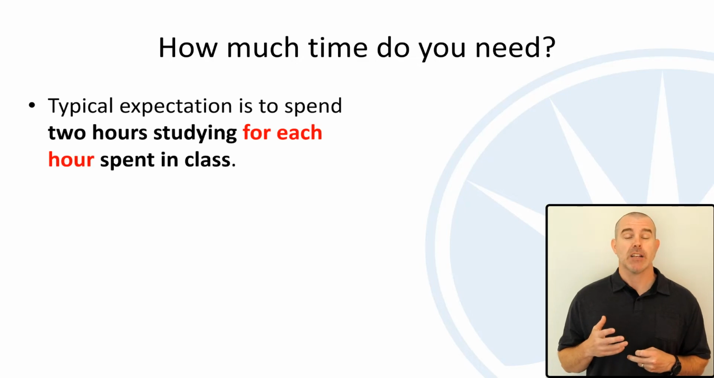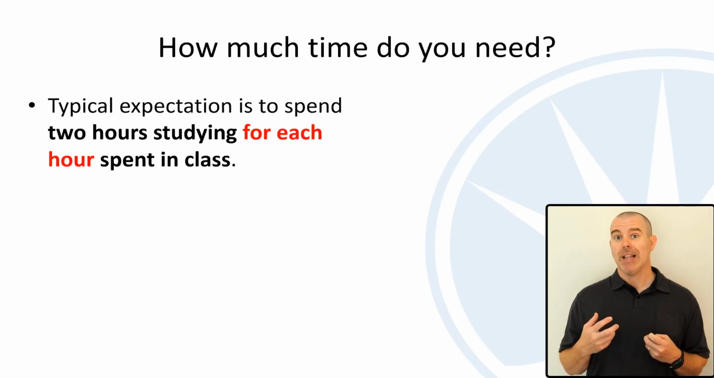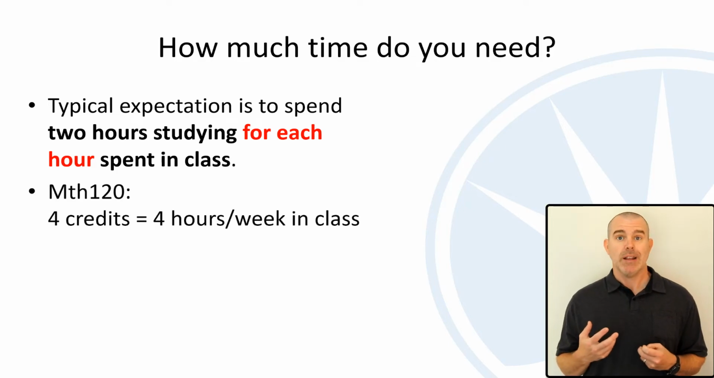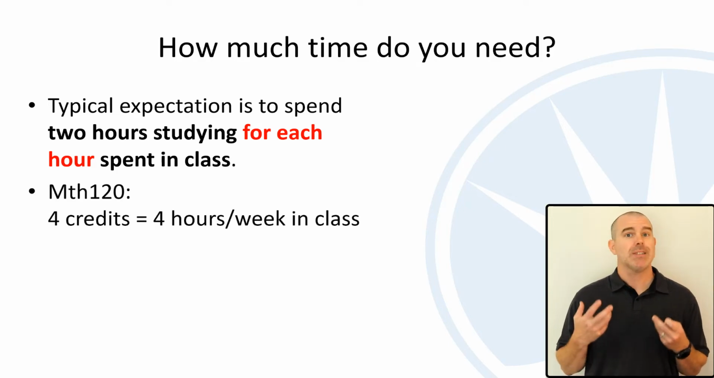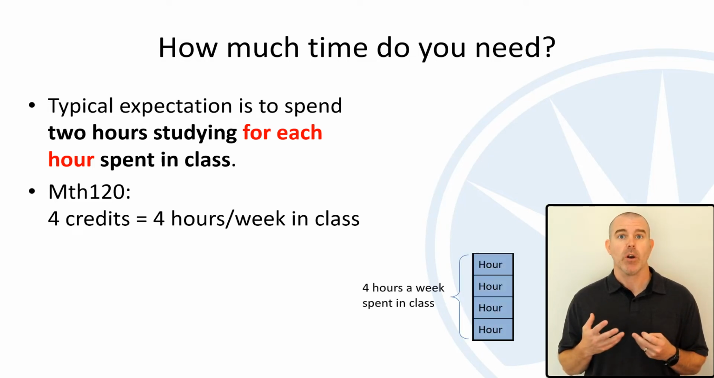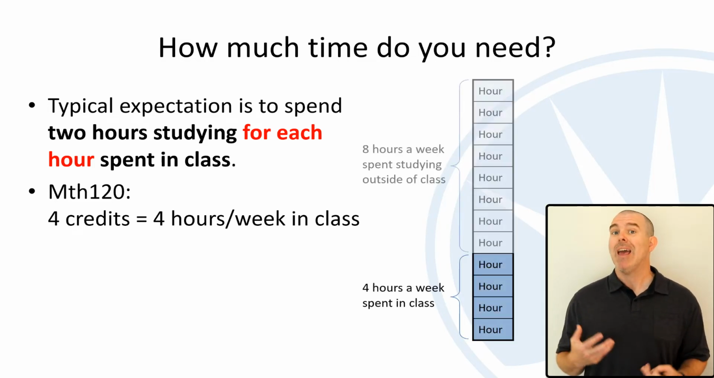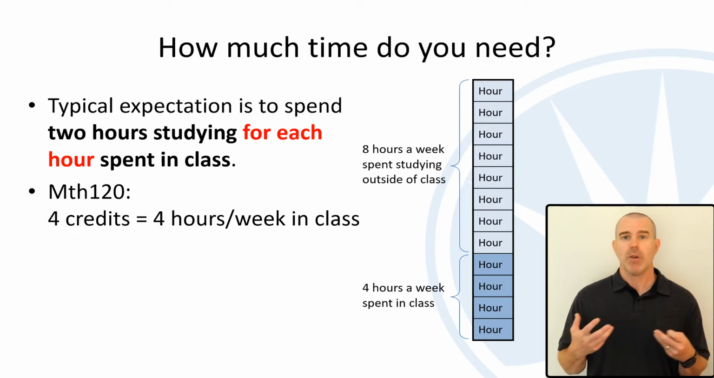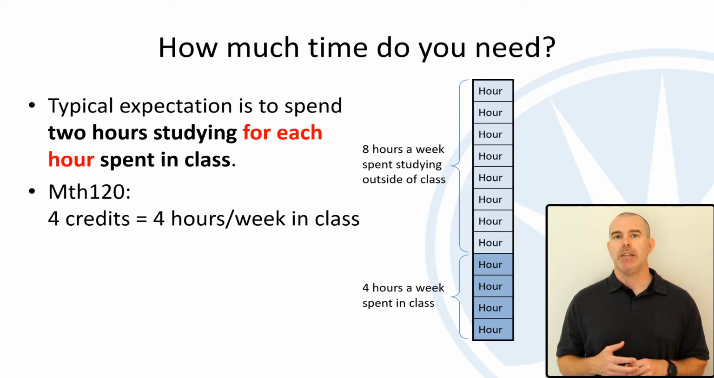The general college expectation is 2 hours outside of class for every hour in class. So this class is 4 credits. If this were on campus or if this were a synchronous online class, we would meet 4 hours a week. There's our 4 credits. So we would expect then 8 hours a week outside of class to spend studying, working on homework, project, whatever it would be. That's the standard college expectation.